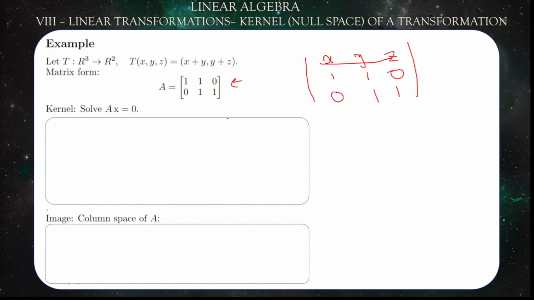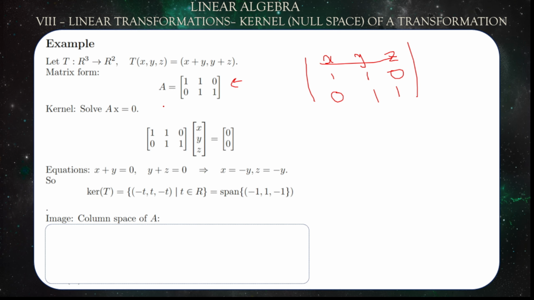Now, solve Ax equal to 0. We simply multiply by the vector, not x1, x2, x3, but rather x, y, z, since we have three variables. So you get the matrix 1, 1, 0, 0, 1, 1 multiplied by x, y, z equal to 0, 0. The equations are x plus y equals 0, y plus z equals 0, which we already have. So this gives us x equal to minus y and z equal to minus y.